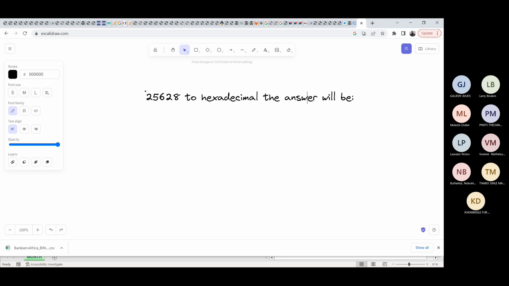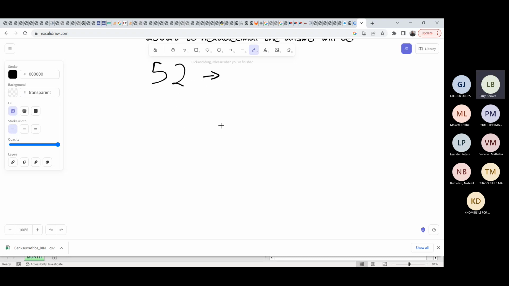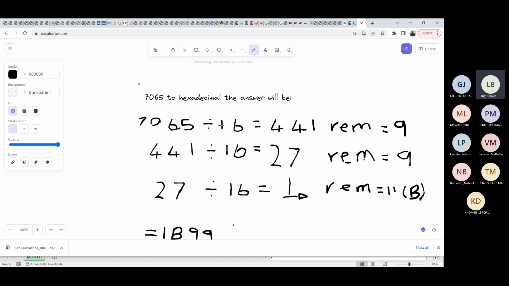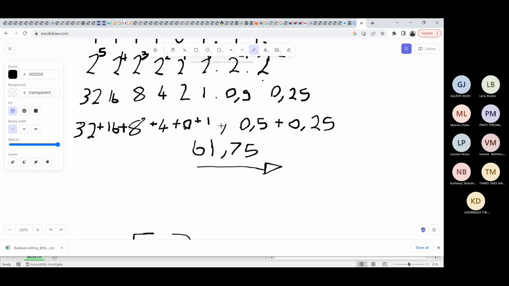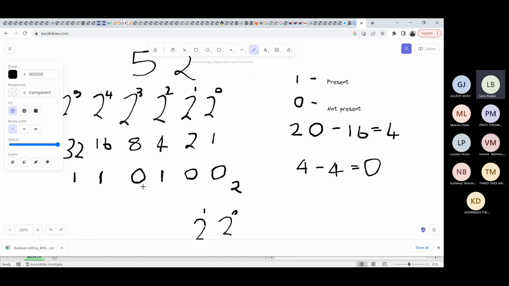So if they were to say to you, remember we had the answer of 52, that 52 in hex, right? What you would do is, this was 52, you would convert it to binary. You can convert it to binary like this. So to binary, it's 110100, right?